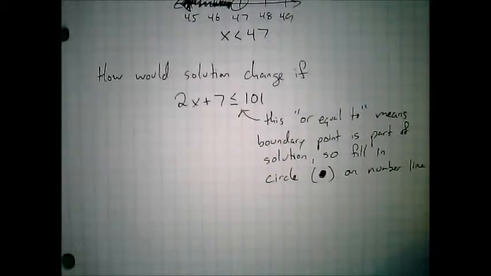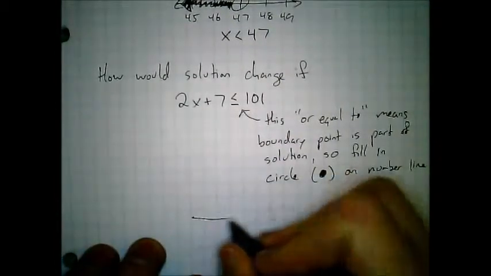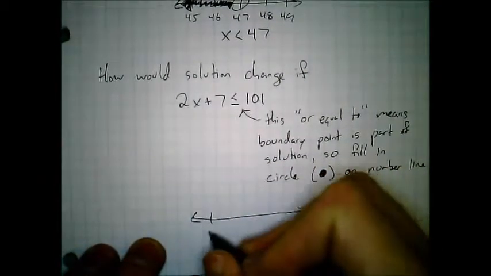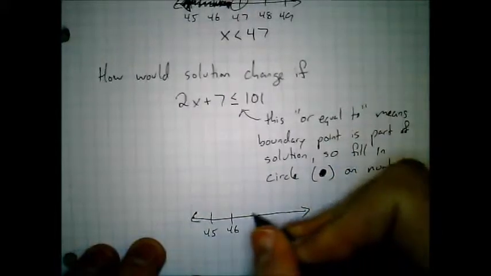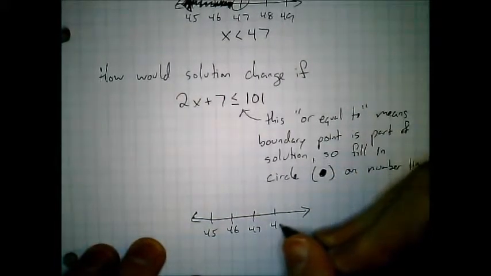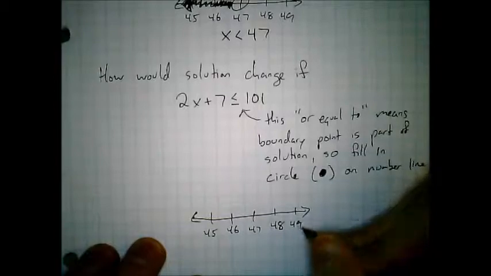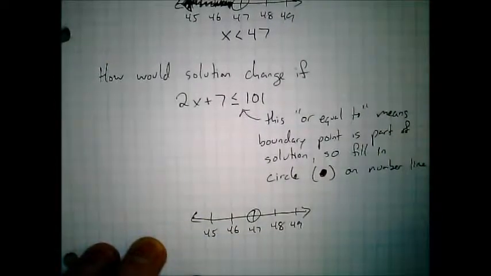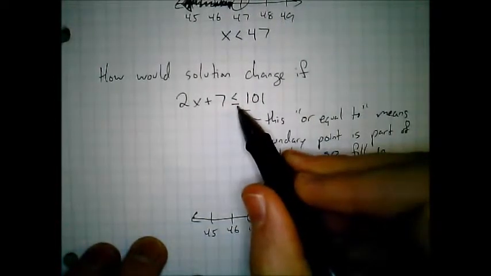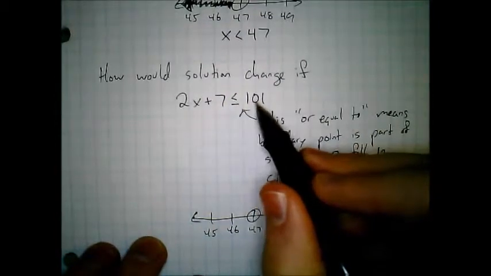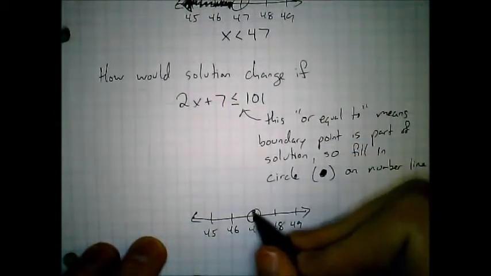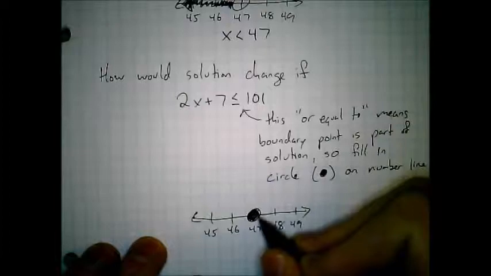Okay, so the whole problem stays the same. We have the same number line because the problem didn't change, just we're including the boundary point in our answer. So this "or equals to" means we also care about when the tree is exactly 101 feet tall. So that's when it equals 47. So we just shade this in.